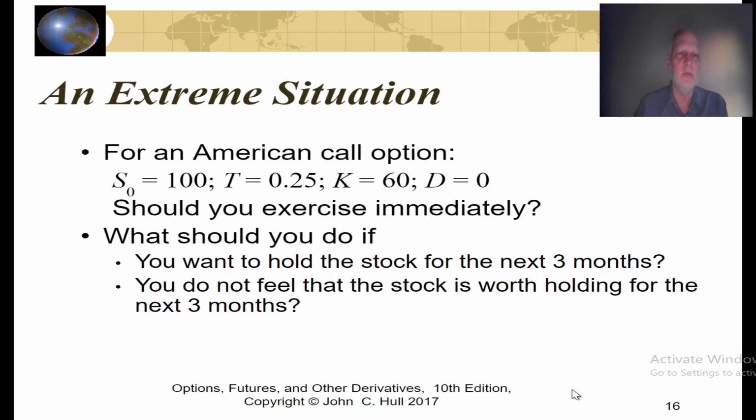So how about an extreme situation for an American call option? Let's say the stock price is 100, time to expiration is a fourth of a year or 3 months. The strike price is $60. There's no dividends. So you have an option worth $40, or a deep in the money call option. Should you exercise it immediately? No. So if you exercise it, you can get $40, but you have to pay $60 to get it.